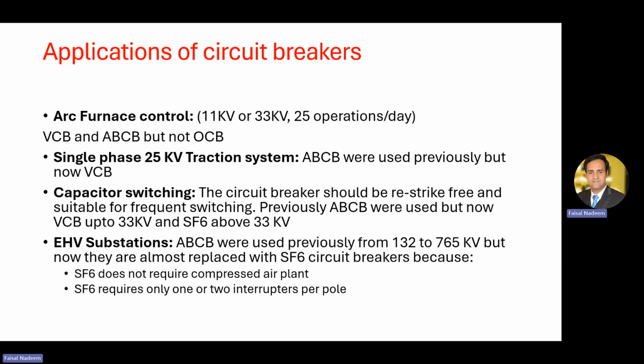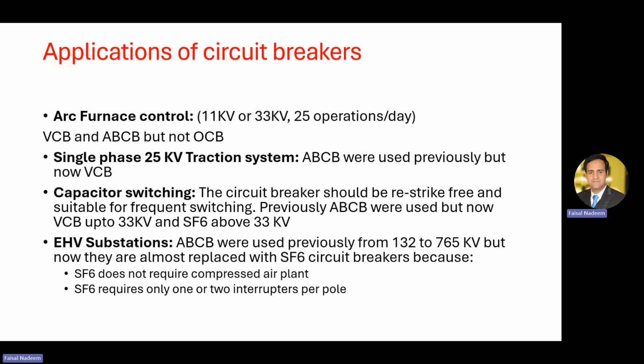So, application of circuit breakers: I will summarize here the circuit breakers based on their applications as well. In arc furnace control, the circuit breakers are used in arc furnaces, in traction systems, in substations, in industrial processes, and these are the broad categories where circuit breakers are implemented. Based on these categories, I have discussed what the different types of circuit breakers used there are.